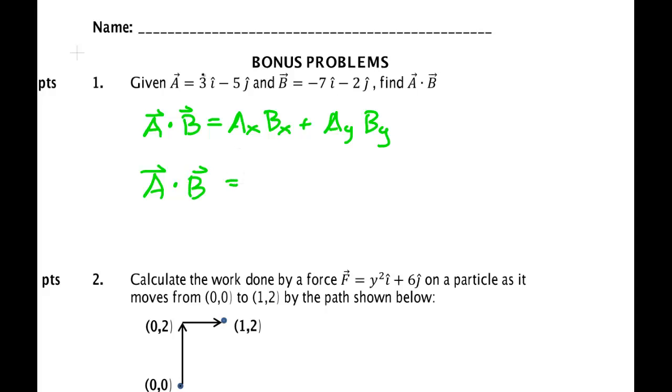So the x component of A, that's 3, and I multiply by the x component of B, which is minus 7. So 3 times minus 7. And then I have a minus 5, and I multiply that by a minus 2. So minus 21 plus 10 gives me minus 11.